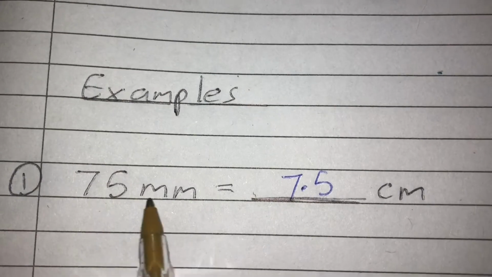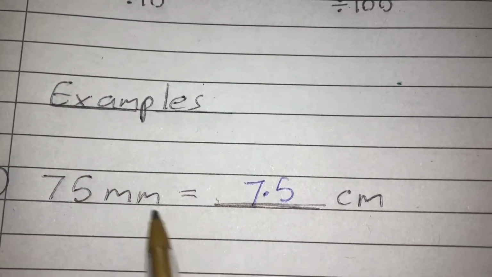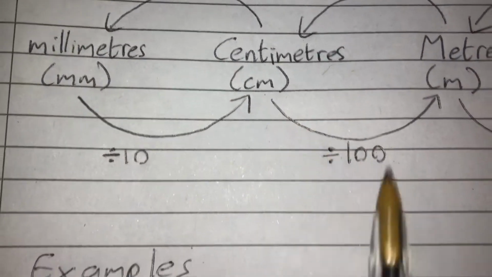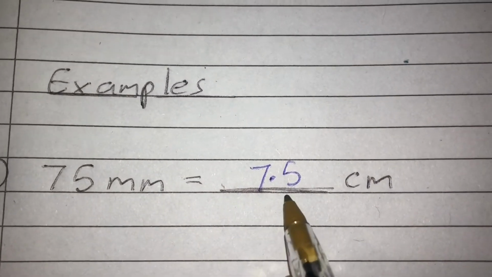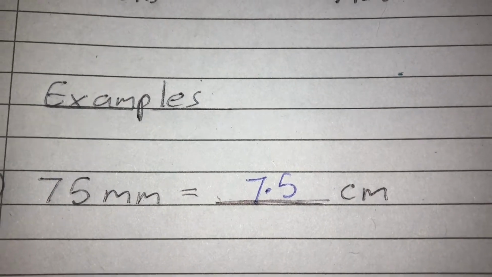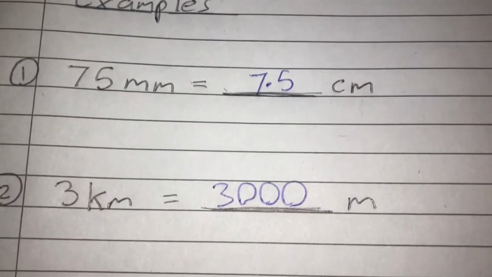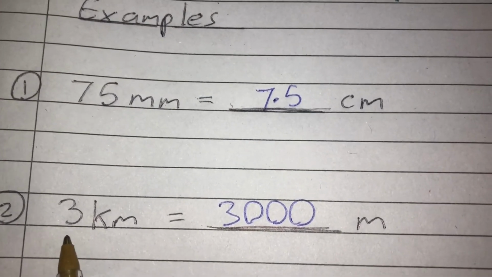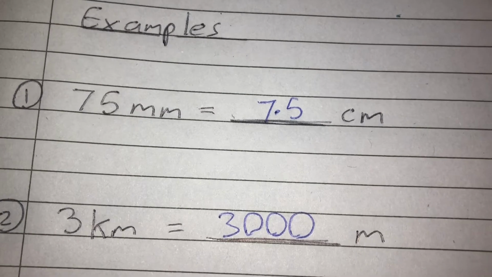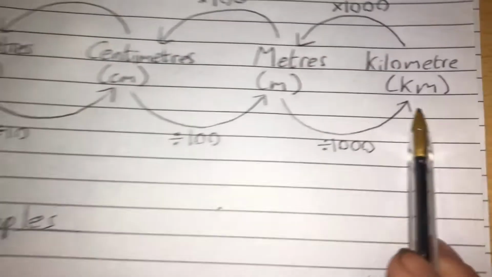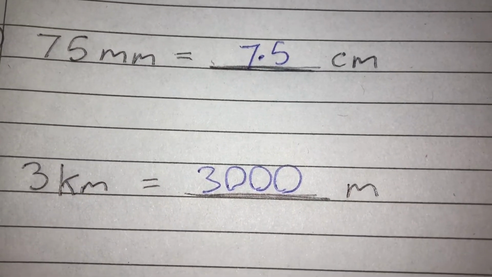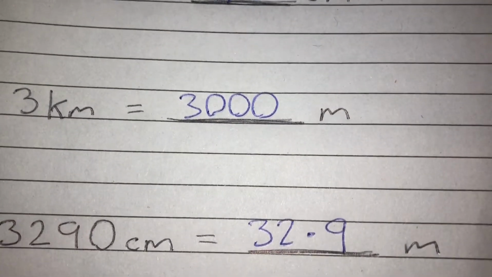If I wanted to change 75 millimeters into centimeters, we're going from millimeters to centimeters. I look at my diagram, it tells me to divide by 10, so 75 divided by 10 is 7.5. Because we're dividing and multiplying by 10, 100 or 1,000, the digits will stay the same. If I'm looking at kilometers to meters, I want to change 3 kilometers to meters. Kilometers to meters tells me to multiply by 1,000. So 3 times 1,000 is 3,000. So 3 kilometers is 3,000 meters.